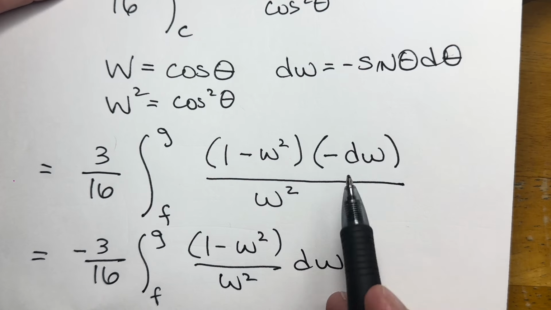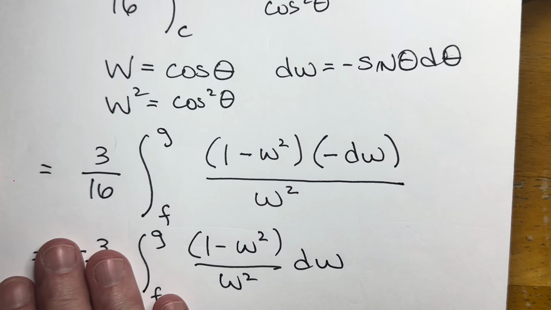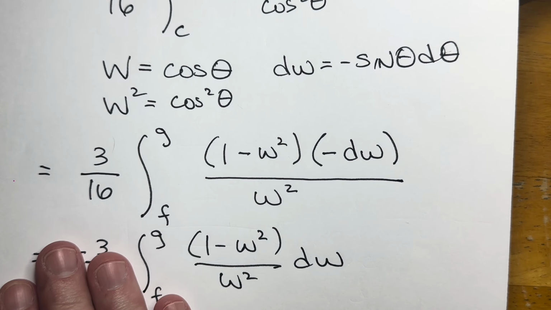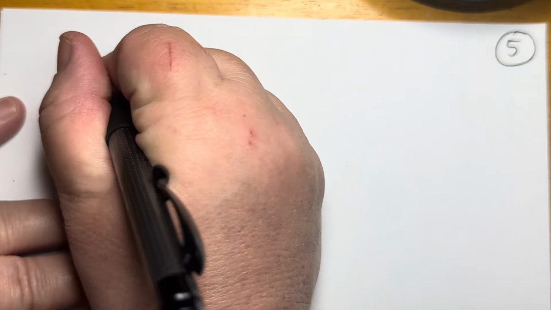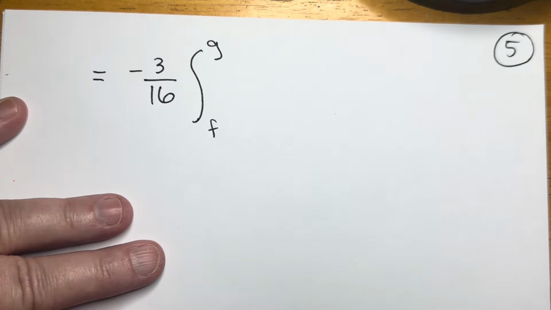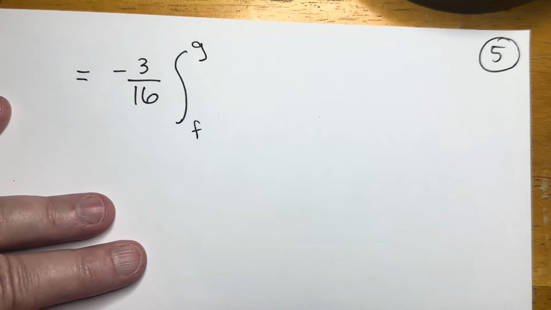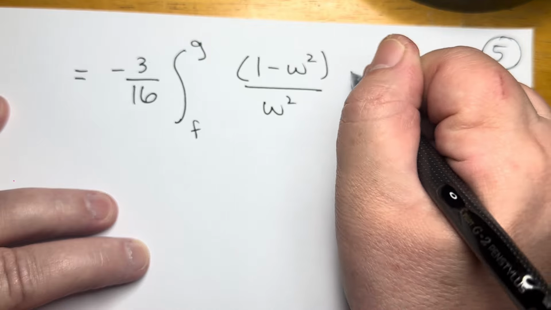So like that. So I take this minus sign and I bring it out. Okay, we are in the home stretch, believe it or not. So, next page. Page 5. So where we had just left our heroes, we're at -3/16 from f to g, or you can be translating and converting all the limits all the way along. And I've got (1 minus w squared) all over w squared dw.